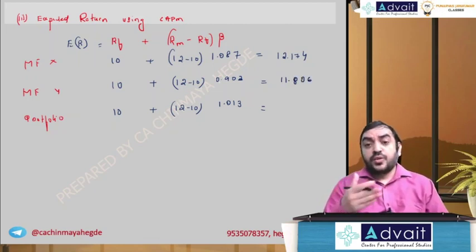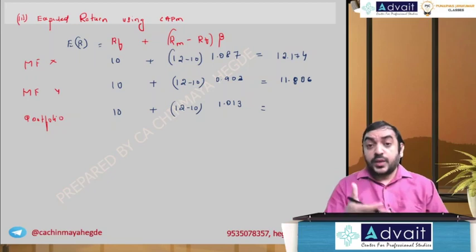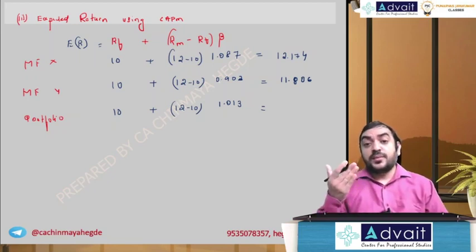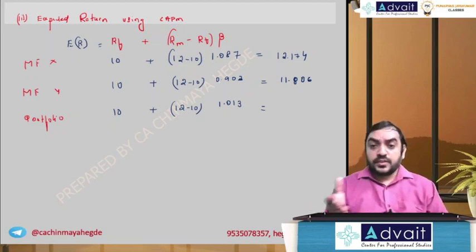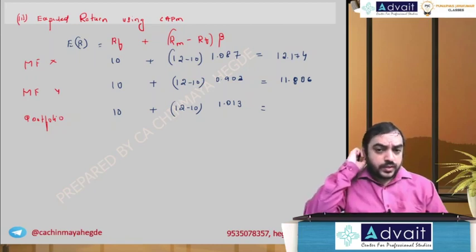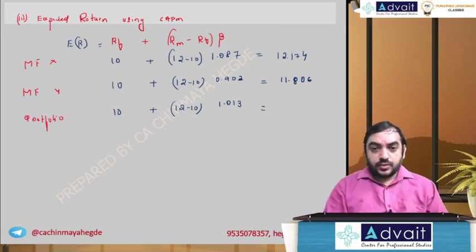Hope you understand why the first number is more than 12, because beta was more than 1. And the second one is less than 12, less than the market return, because its beta is less than 1. And the third one is in between the two, that is 2 into 1.013 plus 10, 12.026.